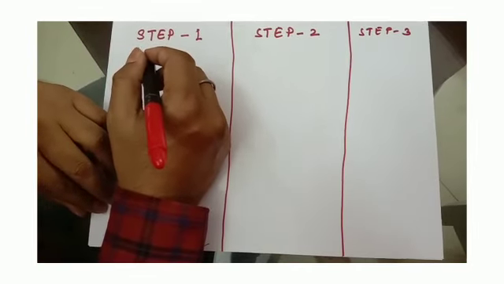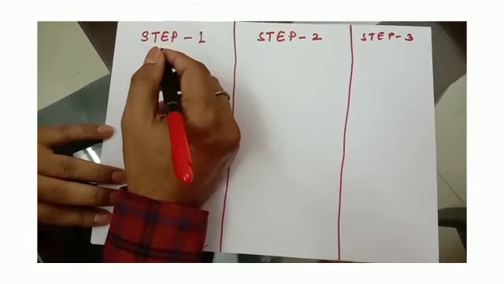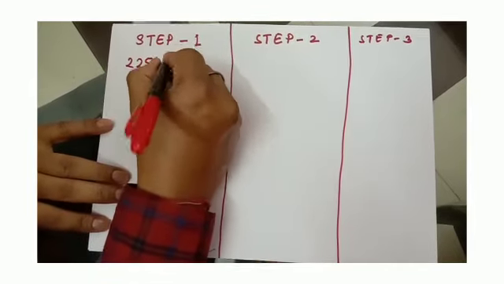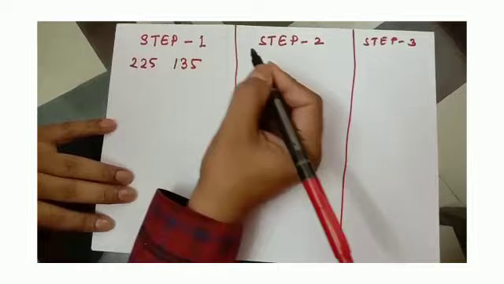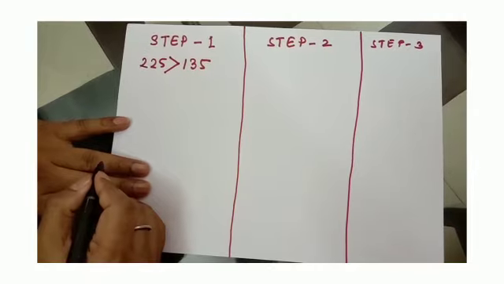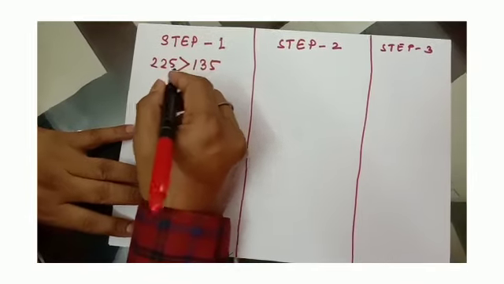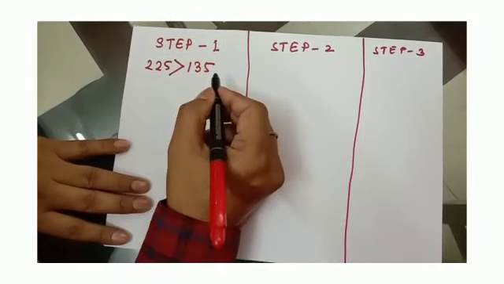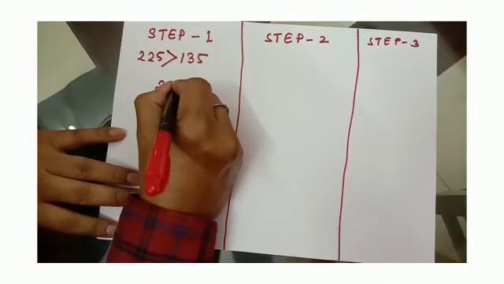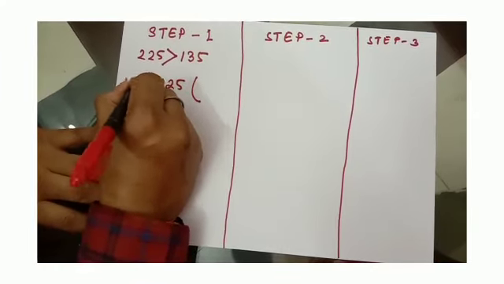Okay, let's start. How can we find HCF of two numbers? Suppose we have two numbers, 225 and 135. Definitely 225 is greater than 135. So what you have done in your previous classes, you divide the greater number by the smaller number. So repeat it. Suppose we have 225 and divide it by 135.